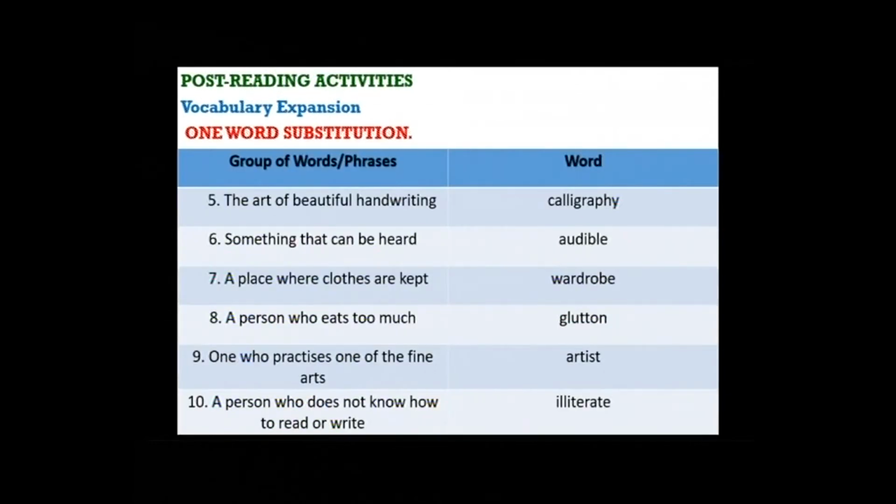Next, the art of beautiful handwriting. That is called calligraphy. Something that can be heard. That is called audible. Next, a place where clothes are kept. You keep your clothes in almirahs, right? And these are also called wardrobe.